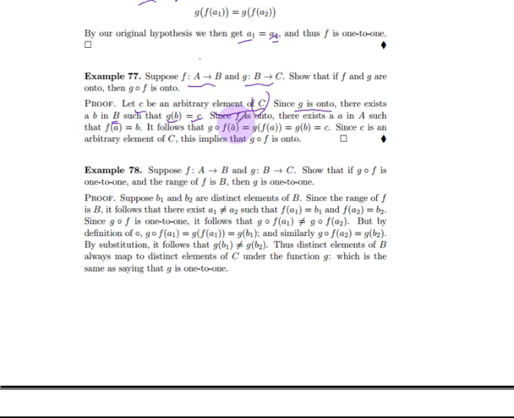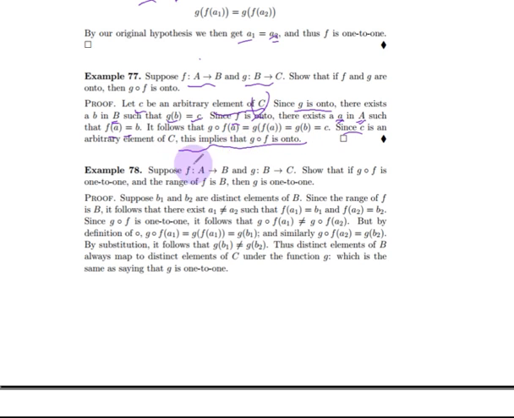Now, since f is onto, there exists a in big A such that f of a is equal to b. Now, that means that g composed f of little a is equal to g of f of a, which is equal to g of b, which is equal to c. Okay, so I have found an a in big A such that g composed f of little a gives me the c. And since c was arbitrary, that means that g composed f is onto. So element by element proof.